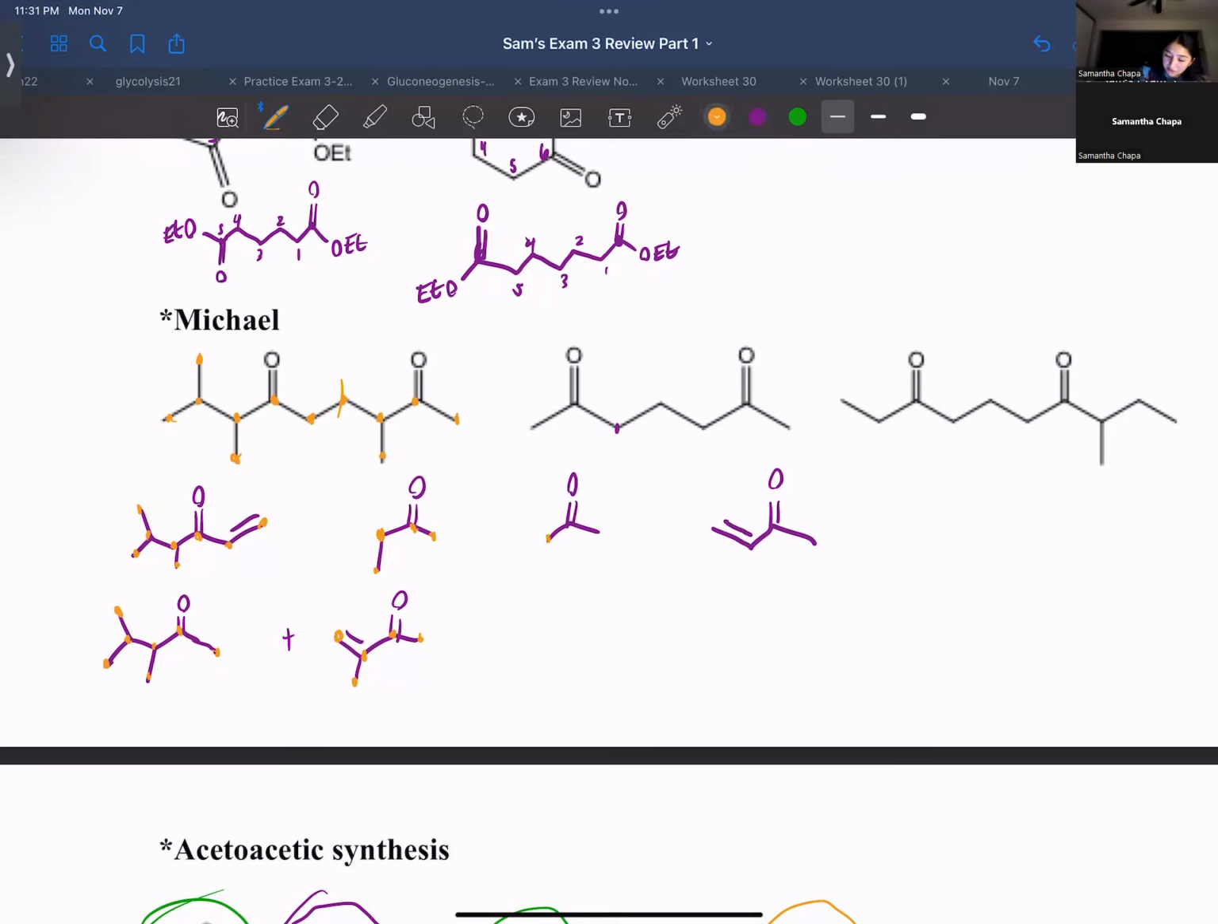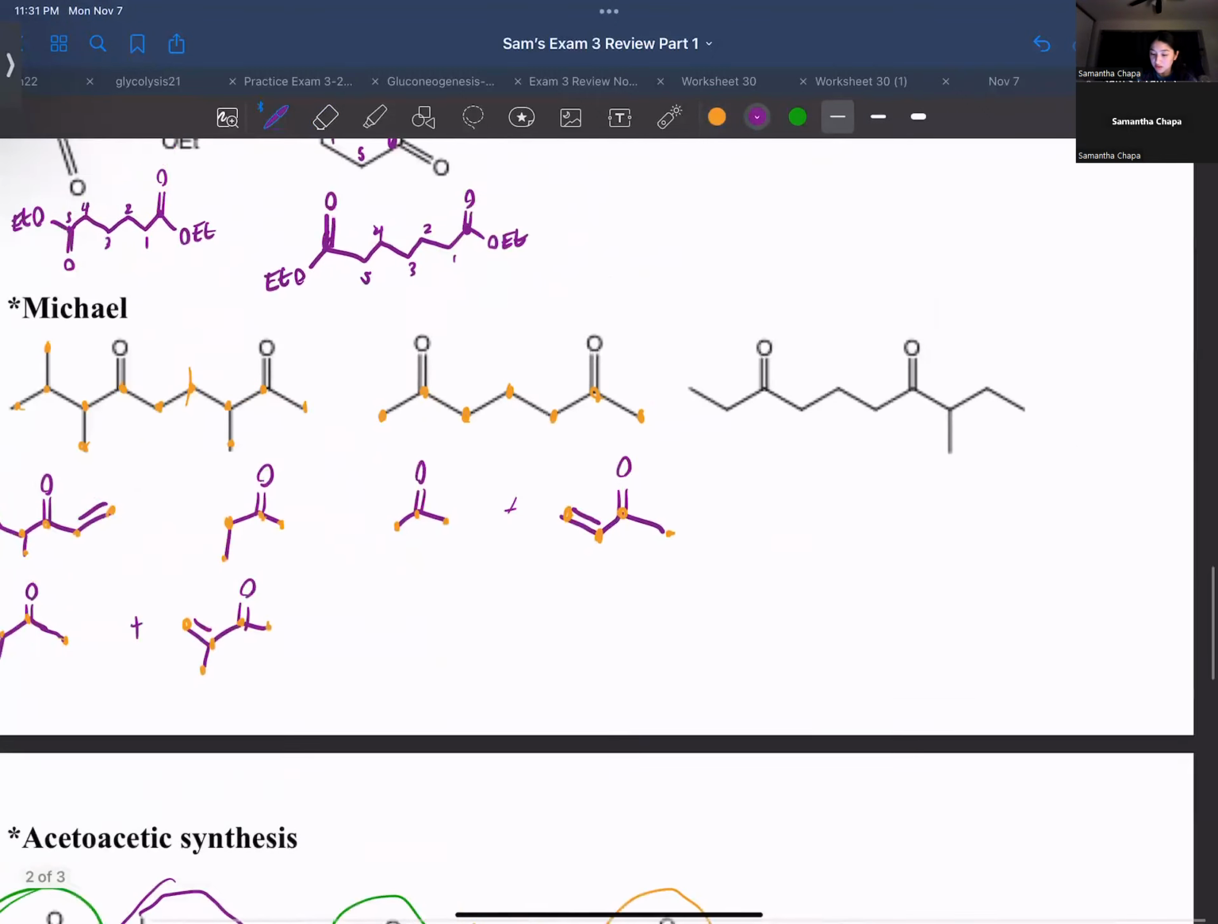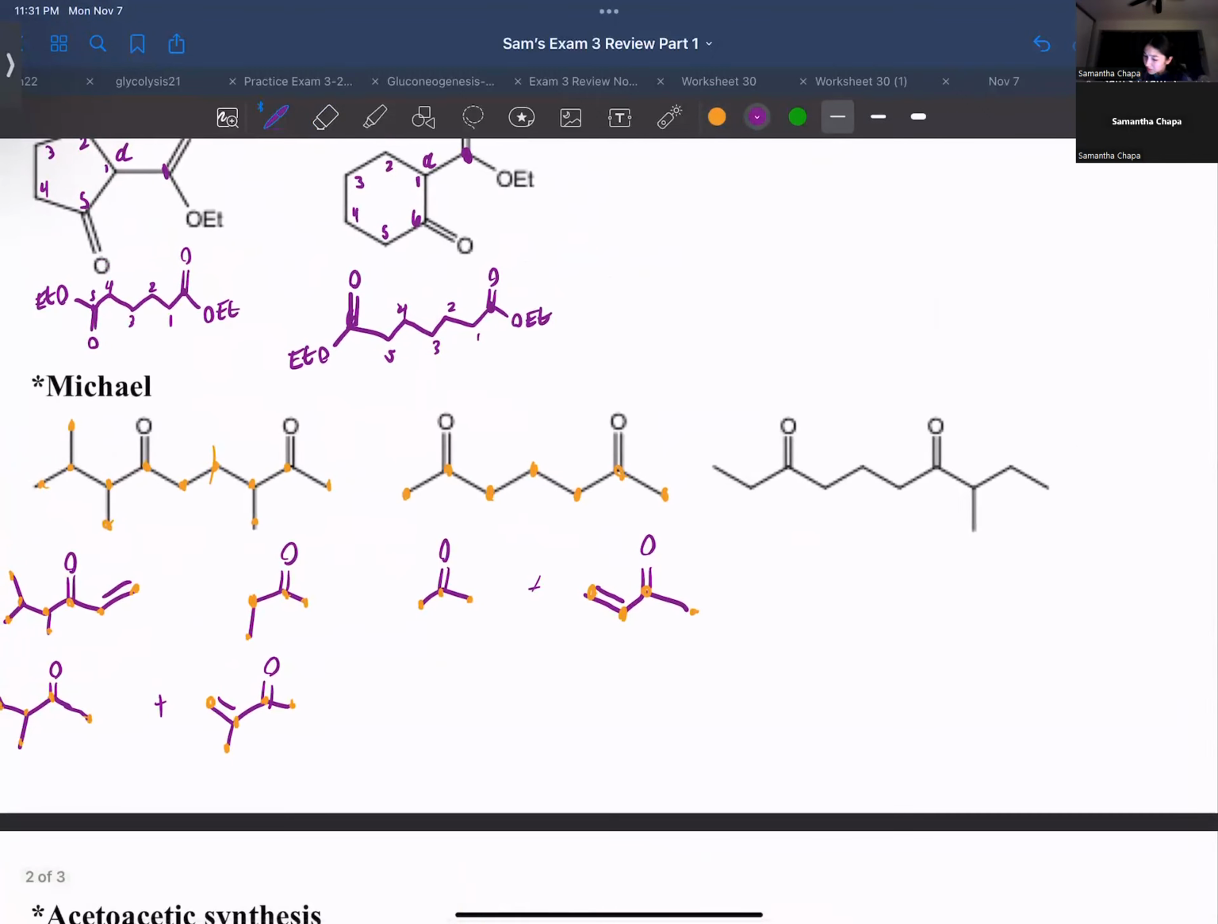So then I count my carbons. I have 1, 2, 3, 4, 5, 6, 7. So that should be good. Another way that you could have done it was, oh, they would have been the same both ways. So yeah, we're good with this one too. Let's see if this next one is fine. It looks fine to me if you do it either way.